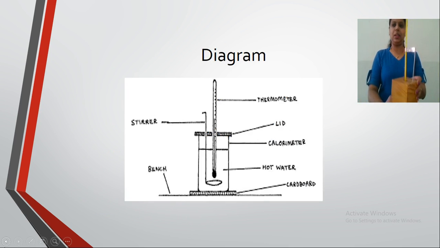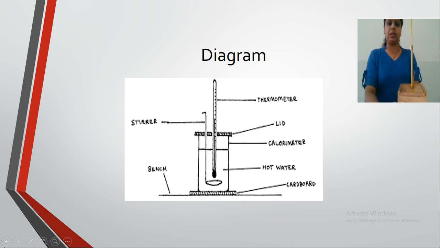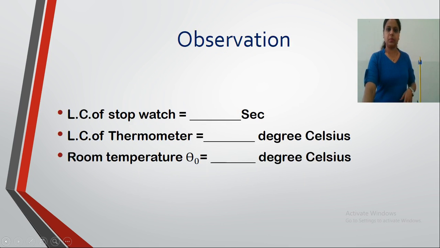This is the simple experimental arrangement I just showed you. It is similar to the diagram. We have the stirrer, we have the bench. Just make sure there is no heat loss within the circuit. Now, considering the observations firstly, the least count of the stopwatch: we are using the digital stop clock.